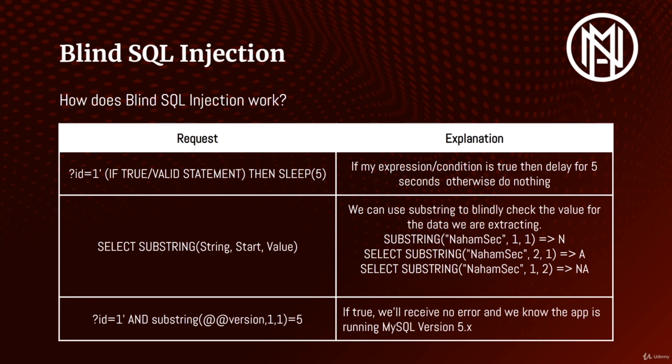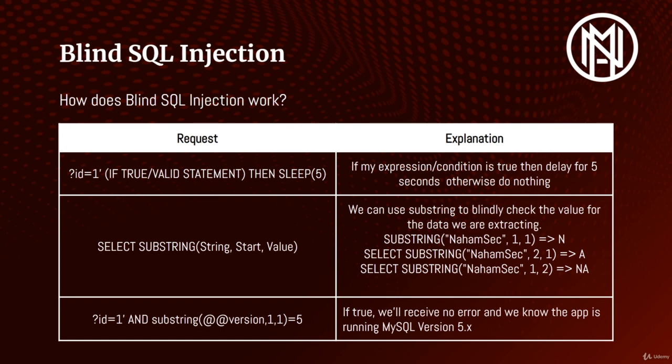So for example, in MySQL, we can use substring, which takes a string, start, and value. If we are looking for particular information, we can say, hey, I want you to use substring, look for the string, and tell me if the first letter of it is equal to this. In our first example, we have nahamsek. We're saying, hey, get the first letter starting at point 1, and give me the first value, is it n?